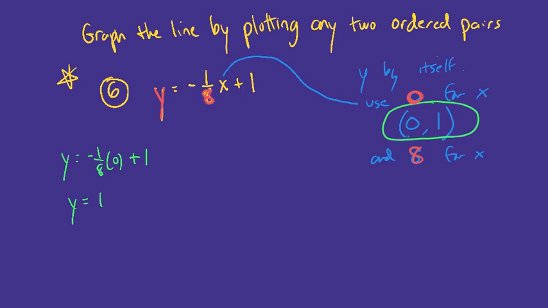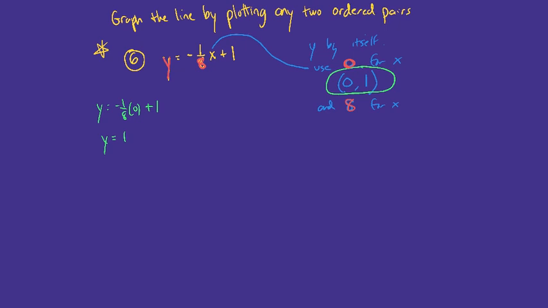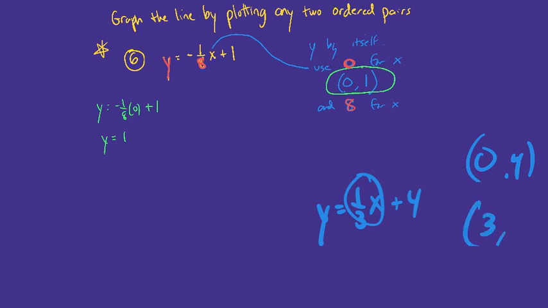If we had, just making this up, if we had y equals 1/3 x plus 4, in this case we would use 0. Hopefully you can do that pretty quick, because this whole term disappears if we use 0, and we're just left with 4. And then we would also use 3. And I'll show you why that's good to use.